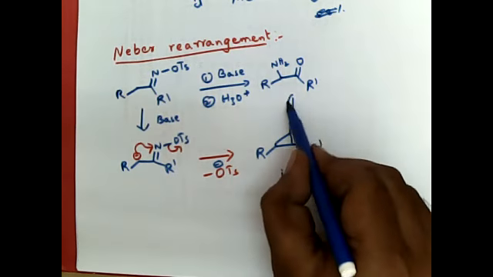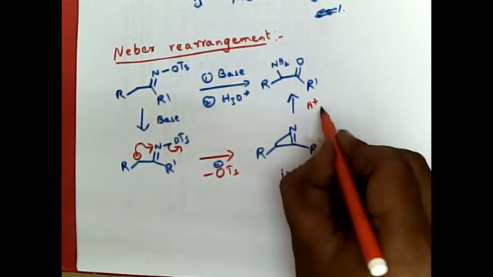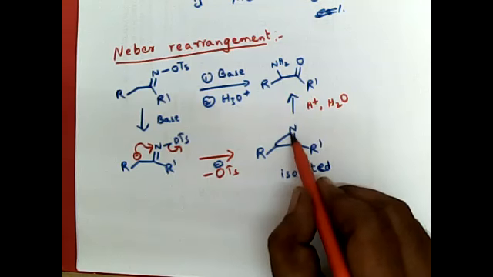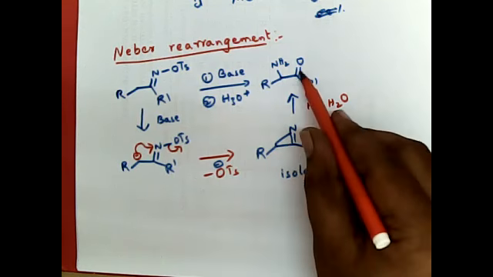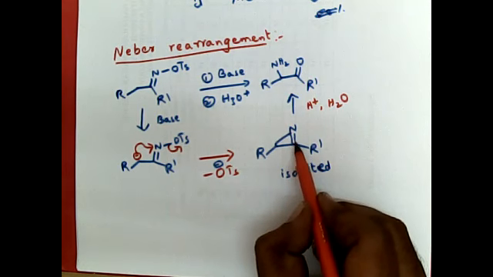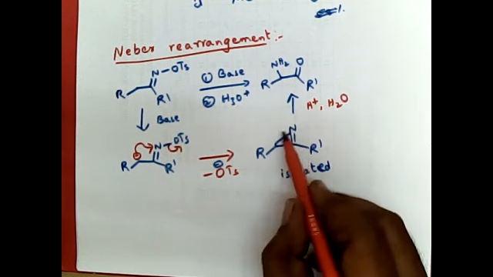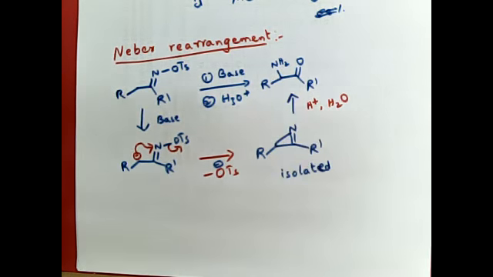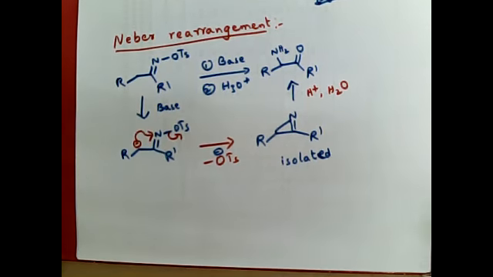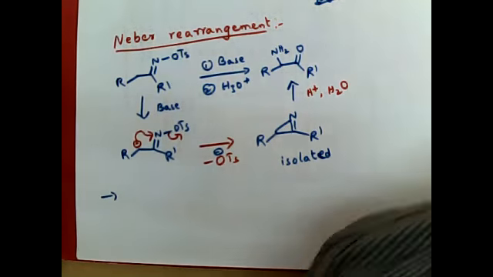But if you want to convert this, just add some dilute acid. Imine, of course, can be hydrolyzed easily to a carbonyl compound. So this C double bond N will be hydrolyzed to C double bond O. Because we have this bond, the amine group will be there. So this is what is called Neber rearrangement. Please take the notes. I'll give 2 more examples for this.